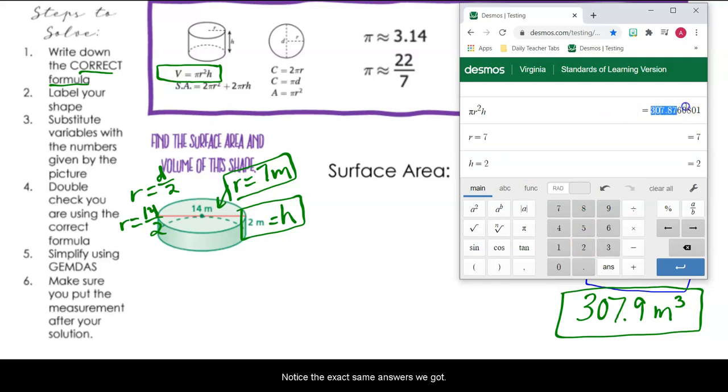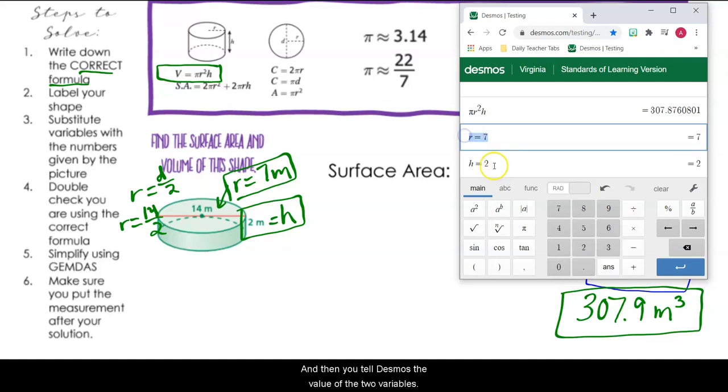Notice it's the exact same answer as we got when we did it by hand with some help from the calculator. So again, you put in the formula and then you tell Desmos the value of the two variables, just like we did with rectangular prisms.